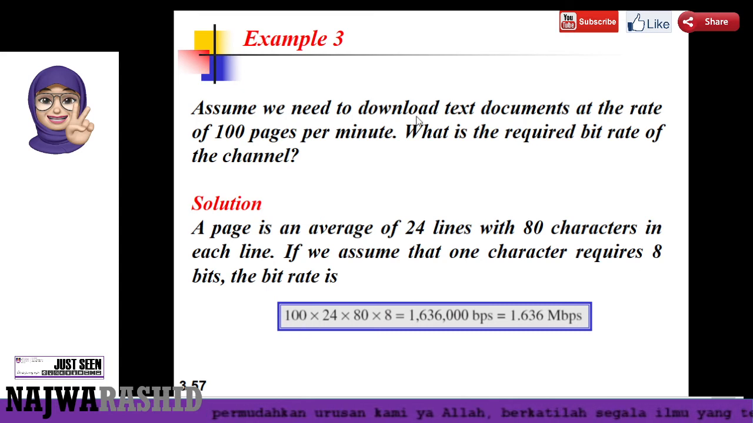So we calculate 100 pages times 24 lines times 80 characters times 8 bits. It equals 1,636,000 bits per second, and then we can change it into megabits per second. This is how we calculate it based on the assumption that one character equals 8 bits. You have 100 pages, one page has 24 lines, and each line has 80 characters, and each character we assume has 8 bits, so we multiply by 8. This is the bit rate of the channel.